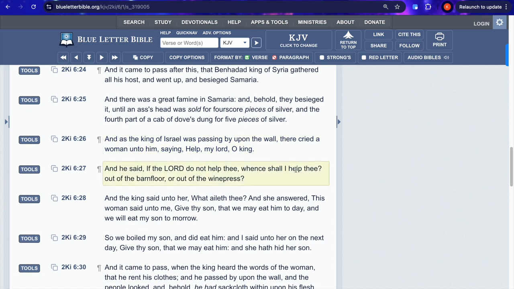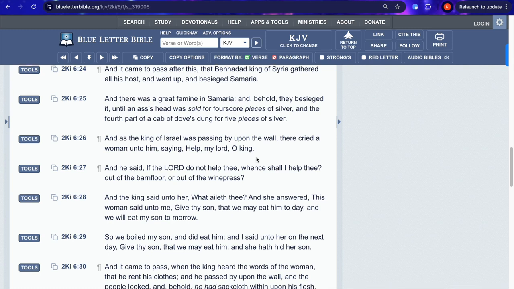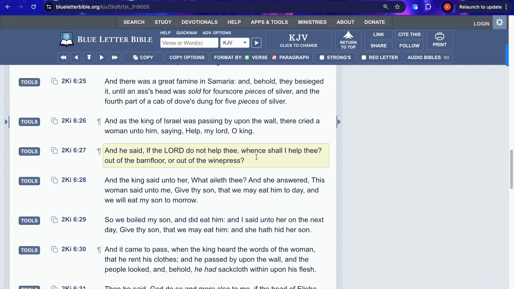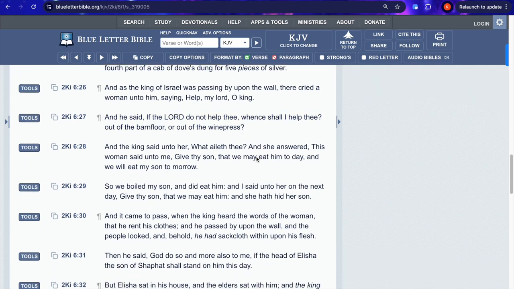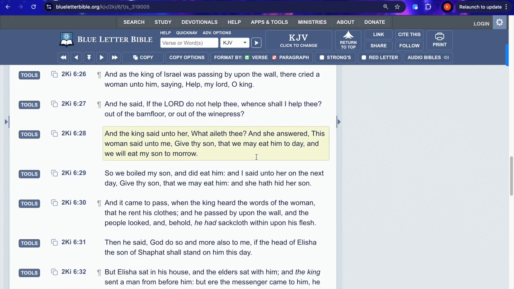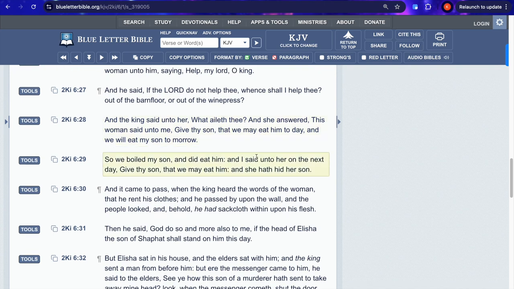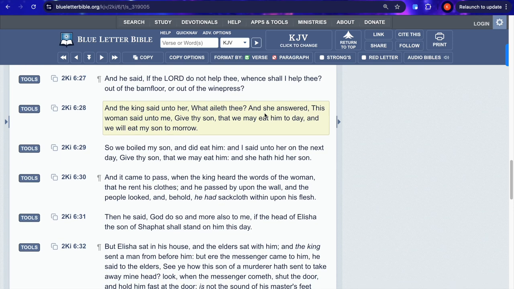And as the king of Israel was passing by upon the wall, there cried a woman unto him, saying, Help, my lord, O king. And he said, If the Lord Yahweh do not help thee, when shall I help thee? Out of the barn floor, or out of the winepress? So he's saying, look, we're all getting cooked over here. How am I supposed to help you in this famine? Am I supposed to, I don't know, bring up food from where?